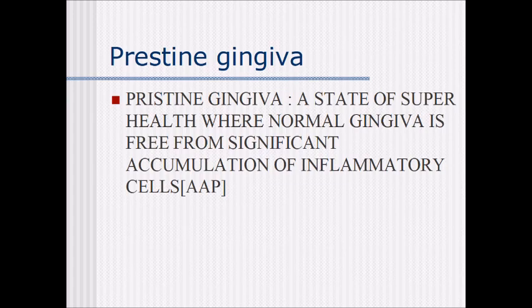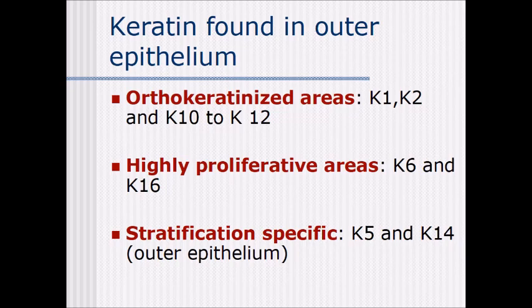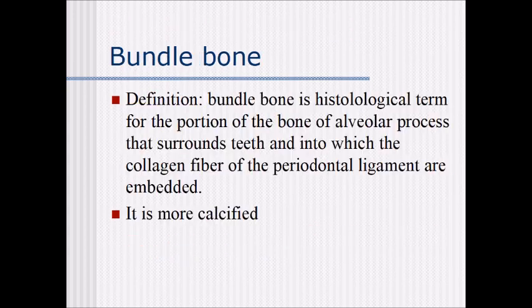Pristine gingiva, a state of superhealth where normal gingiva is free from significant accumulation of inflammatory cells, according to the American Academy of Periodontology. Keratin found in outer epithelium. Orthokeratinized area contains K1, K2, K10 to K12, that means K10, K11 and K12. Highly proliferative area contains K6 and K16. Stratification specific is K5 and K14, that is present in the outer epithelium.